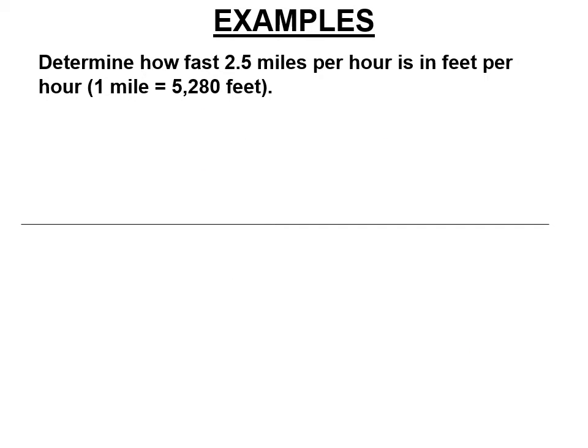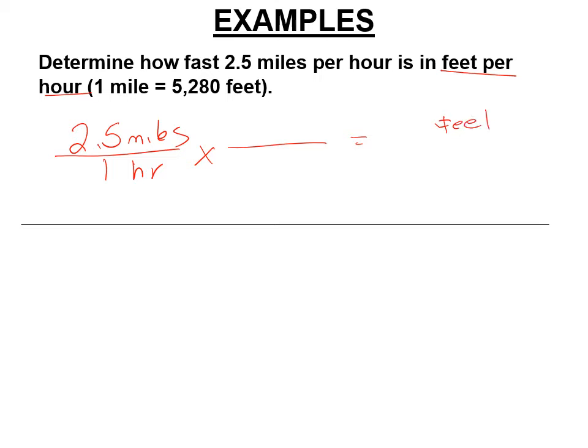Okay, how fast is 2.5 miles per 1 hour in feet per hour? All right, so we need the answer to be in feet up here and hours on the bottom. So these miles are getting canceled and they've got to turn into feet. Right? So the 1 mile goes here. You have to match it. And the 5,280 feet goes there.